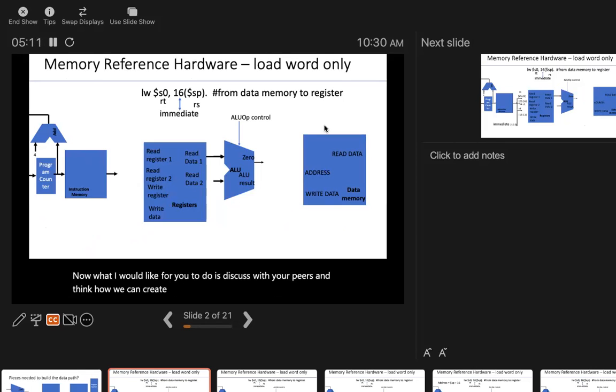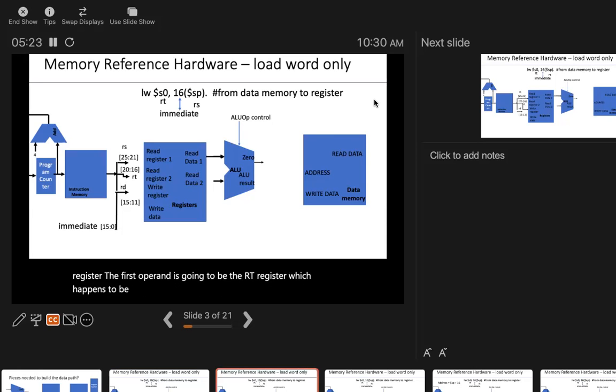Now, what I would like for you to do is discuss with your peers and think how we can create our load word hardware. This is how the load word hardware works. The first operand is going to be the RT register, which happens to be bits 20 to 16. In the parentheses that you see, that's your RS register, which will always be instruction bits 25 to 21.